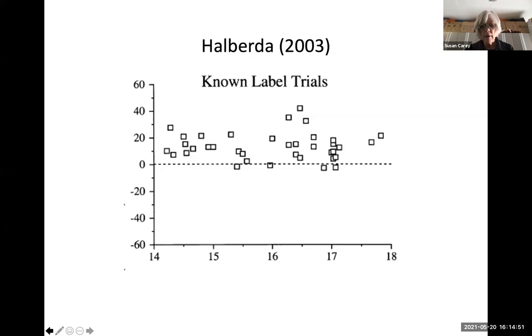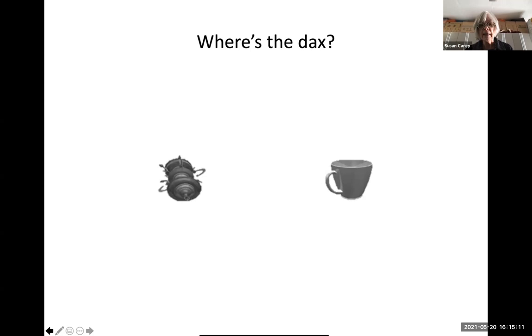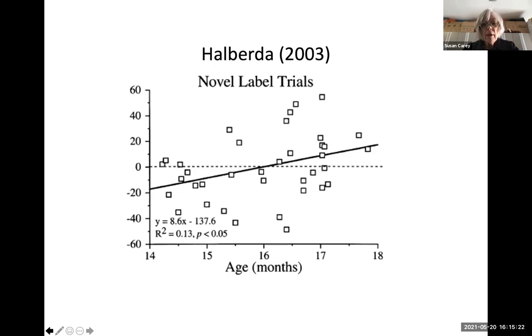But where's the DAX? Children under 16 or 17 months old failed to look at the novel object, but starting at 16 and a half to 17 months, they switched their gaze and looked at the DAX, looked at the novel object more than their baseline preference. This is a very, very robust behavior at 17 months and older, and has been replicated many times.